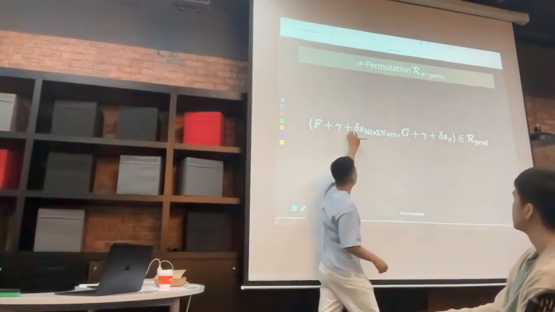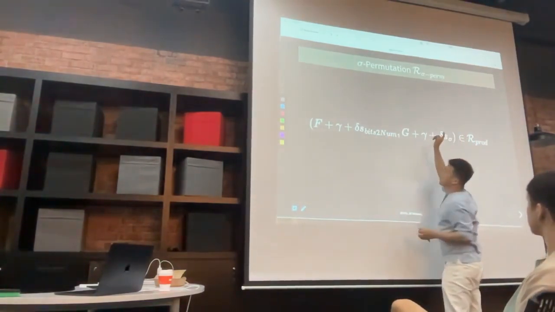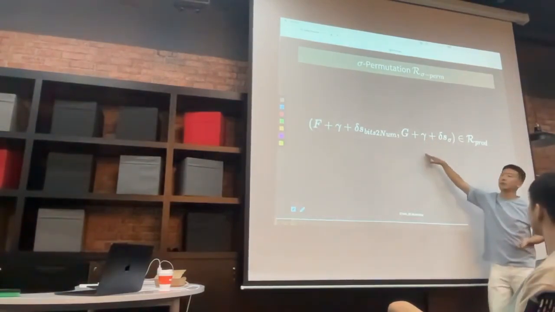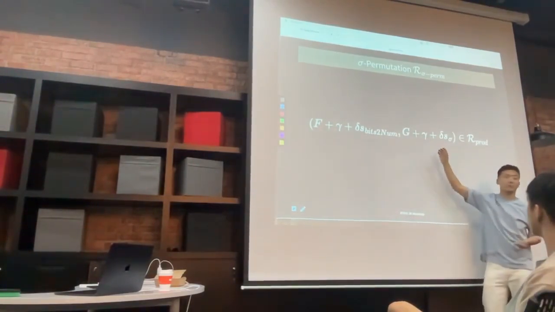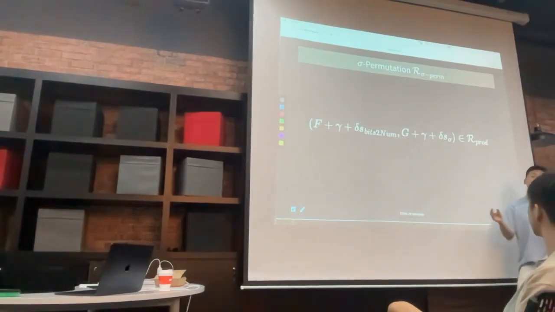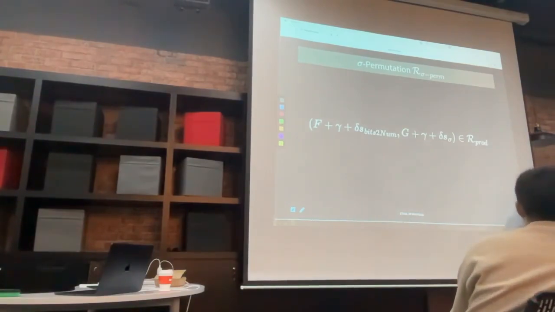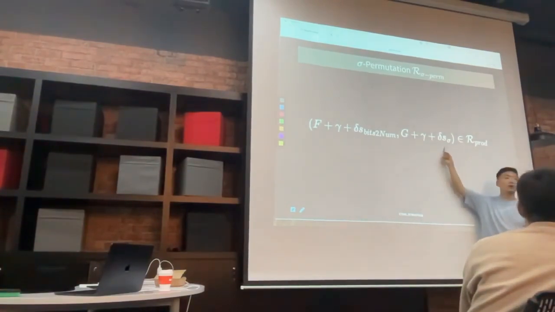So let's think about only the gamma: F plus gamma and G plus gamma. If the grand products of F plus gamma and G plus gamma are equal to each other, it means they are a permutation of each other. But actually we want to add some wiring, so we want to add some index. And the sigma function does that work.